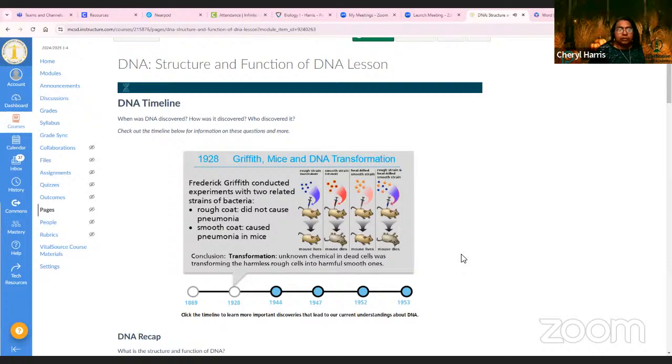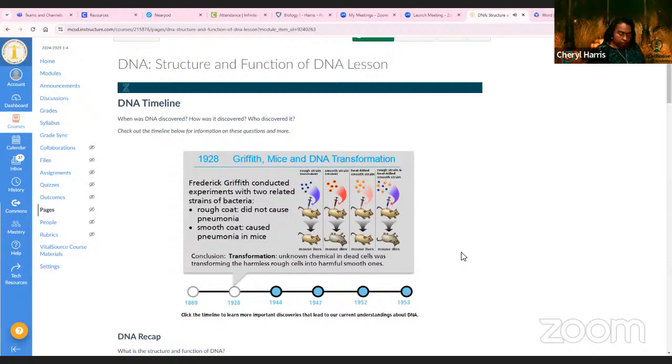Griffith, mice, and DNA transformation. Frederick Griffith conducted experiments with two related strains of bacteria. Rough coat bacteria did not cause pneumonia in mice. You can see this in the first column of the diagram. Smooth coat bacteria did cause pneumonia in mice, and the mice died. The reason for this is that the smooth coat actually protects the bacteria from the mouse's immune system. Interestingly, Griffith took this experiment 2 steps further. He then decided that he would try to kill the smooth strain of bacteria first before injecting it into mice. He did this in the third column of the picture. The mouse lived.